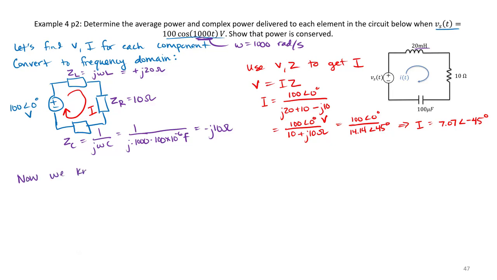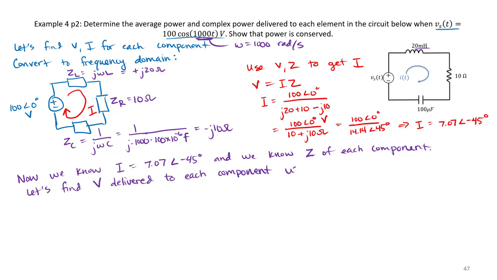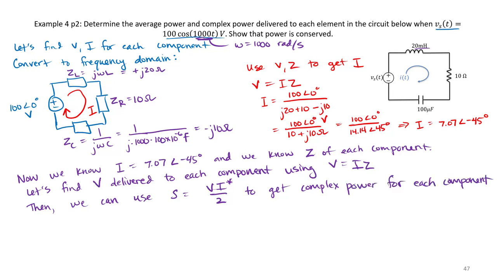So now we know I equals 7.07 angle negative 45 degrees. And we know Z of each component. So now we can find the voltage delivered to each component using V equals IZ. Then we can use S equals V I star divided by 2 to get the complex power for each component. So let's go one by one through each component. Let's find voltage and complex power.